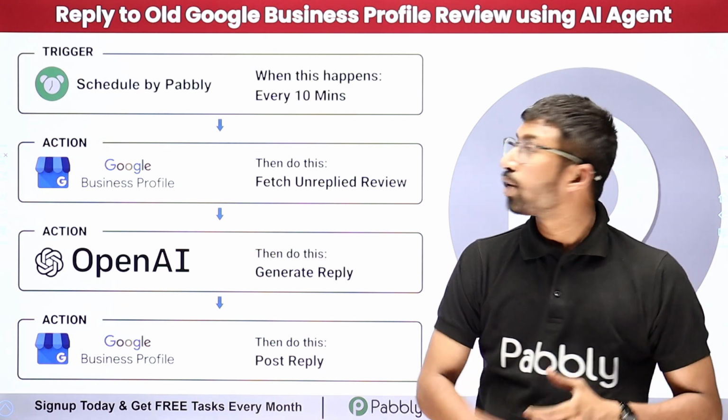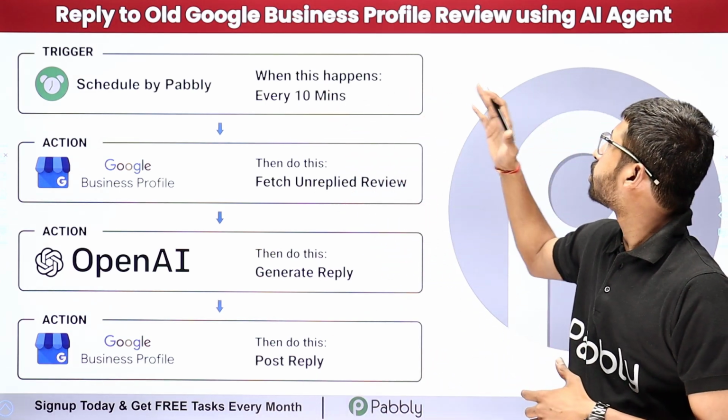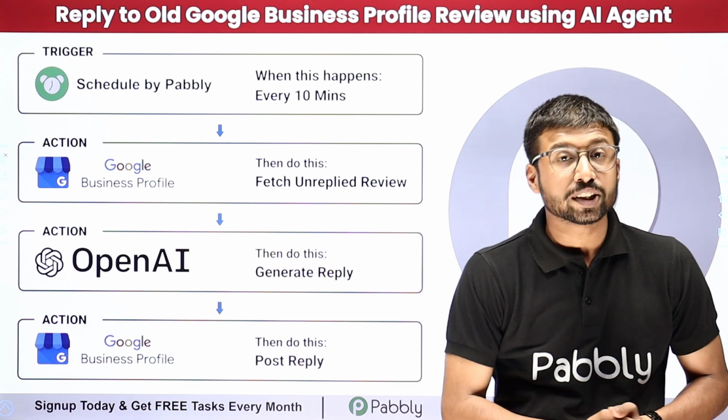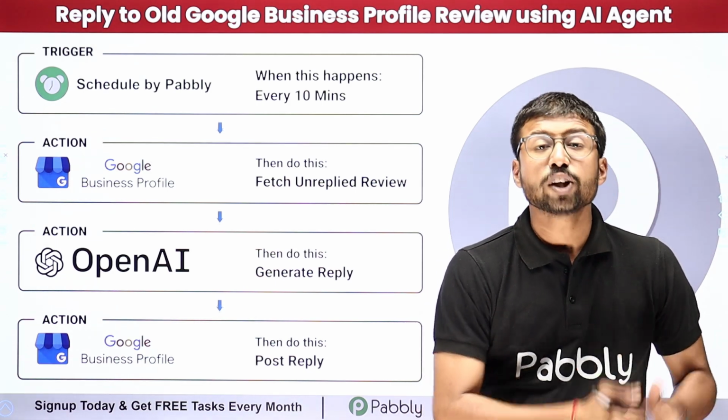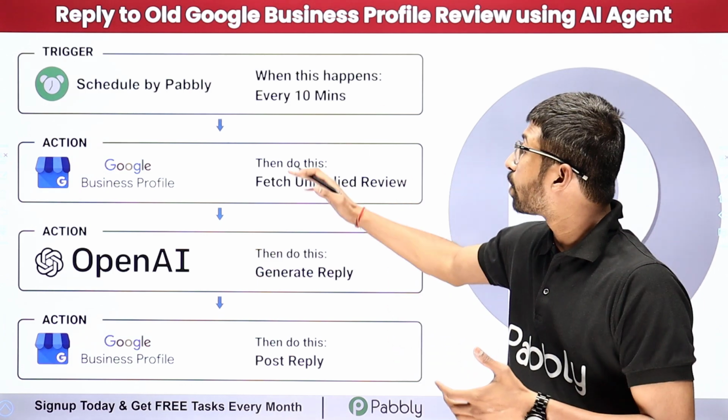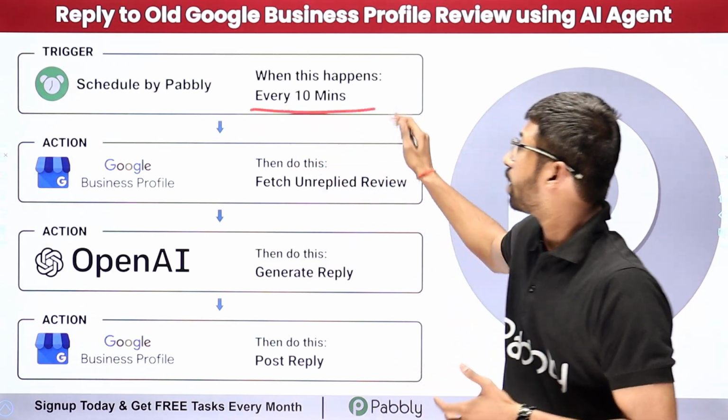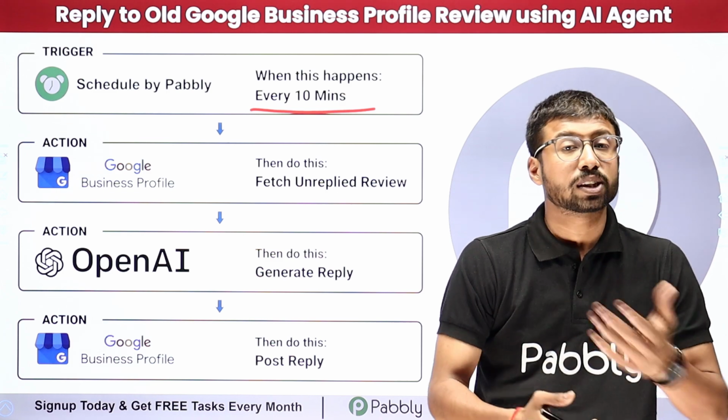So in this video, we are going to learn how to reply to Google Business Profile reviews using an AI agent. We are going to build an AI agent which is going to fetch unreplied reviews from our Google Business Profile every few minutes. So we have selected the schedule time as 10 minutes.